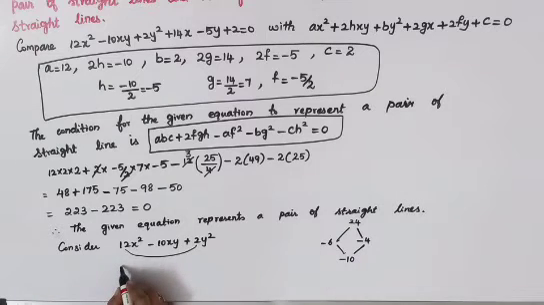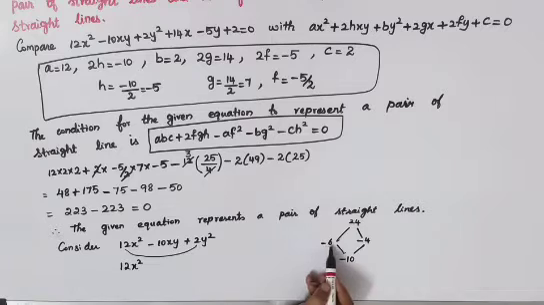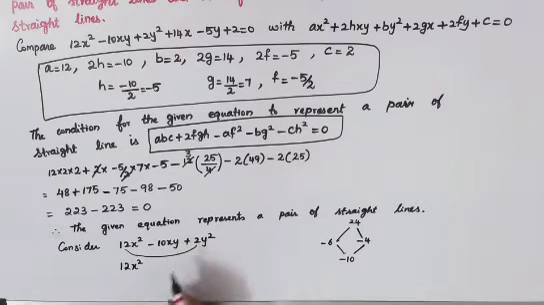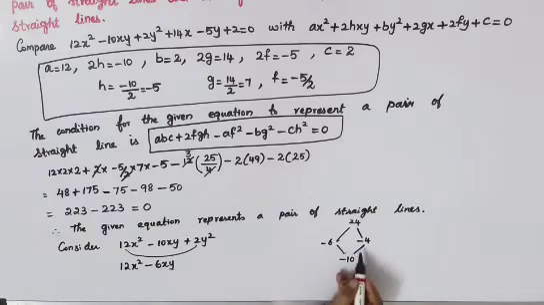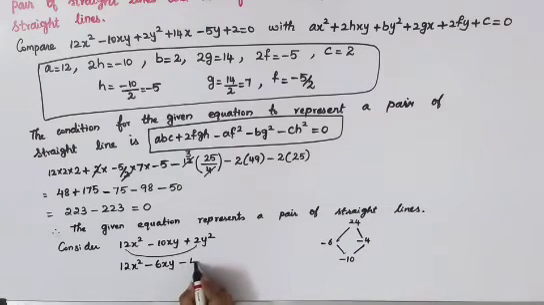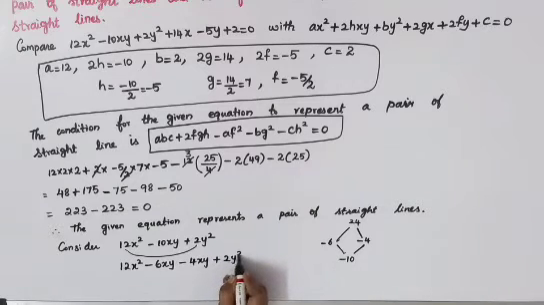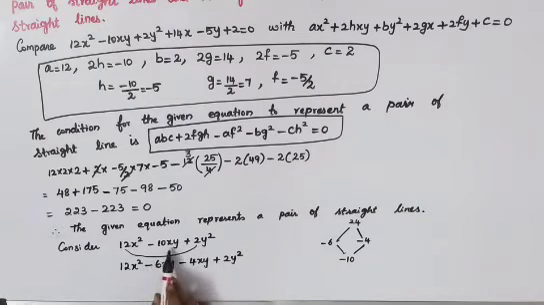So you can write it as 12x square, now this minus 6, but here xy is there, so we'll have to write it as minus 6xy. Then again minus 4xy plus 2y square. That is minus 10xy; we are just splitting it into minus 6xy and minus 4xy. If you add these two terms, you will get minus 10xy.